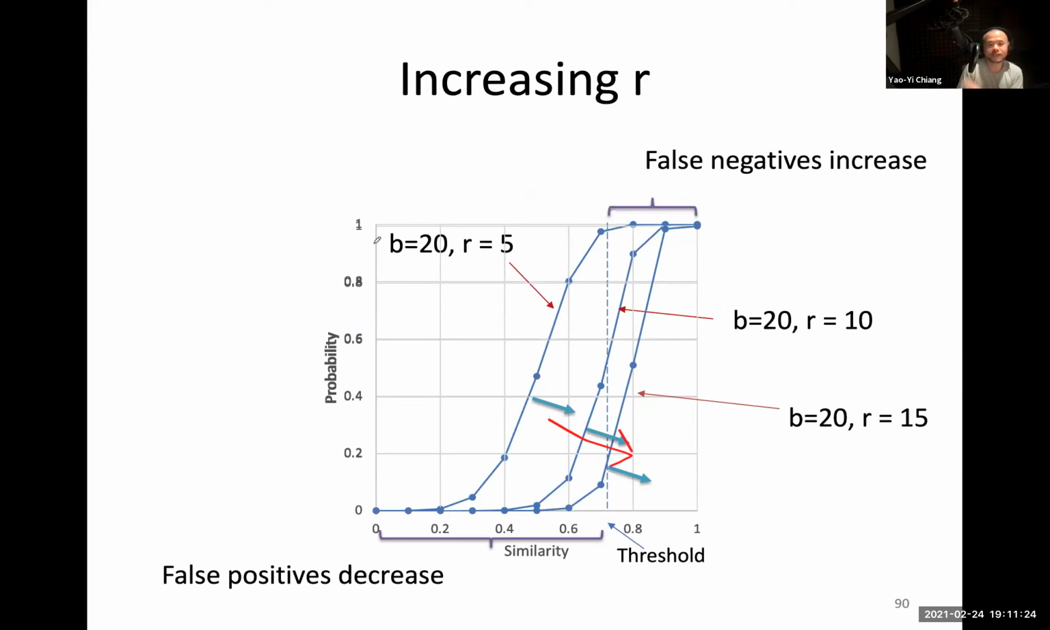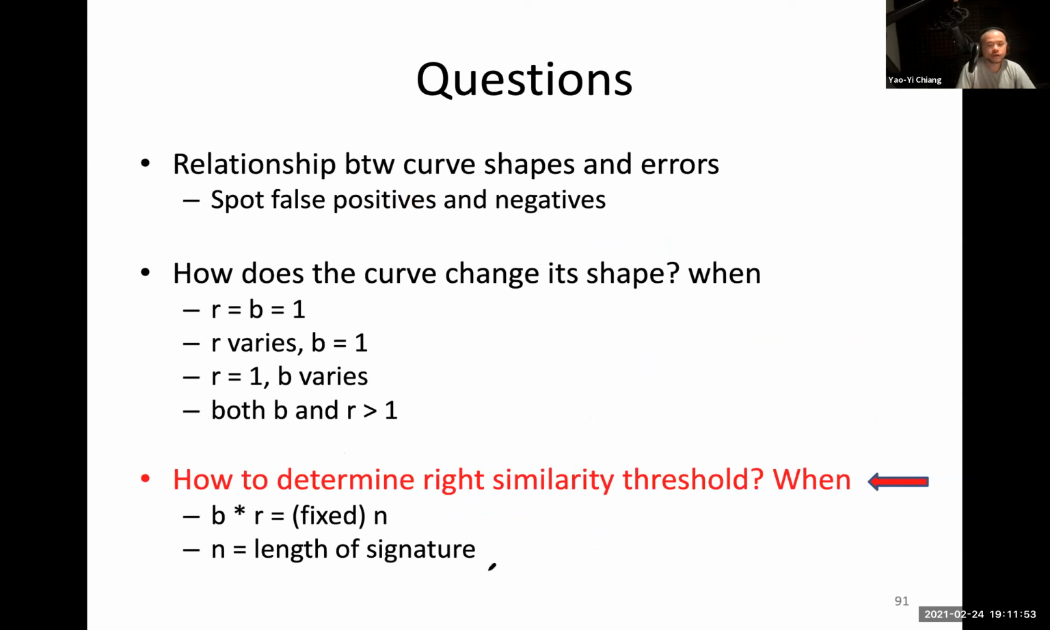An important note again, these are not comparable because they have different N. All right, so the number of signatures here is 100, number of signatures here is 200, number of signatures here is 300. But this is only for you to see that if you fix one number and change the other number, what would happen. So how do we really determine the similarity threshold? Or even better, how do we even determine the B and R when we have a fixed N?